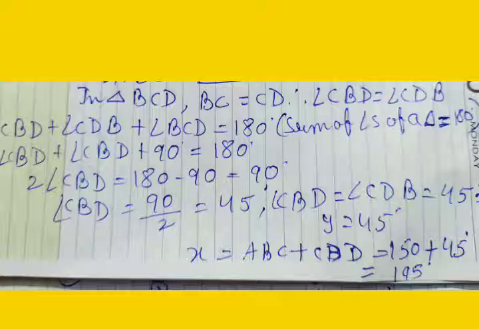So the value of y is 45 degrees, and what will be the value of x? The value of x will be equal to ABC plus CBD, and ABC is 150, CBD is 45. We will add, and we will get 195.